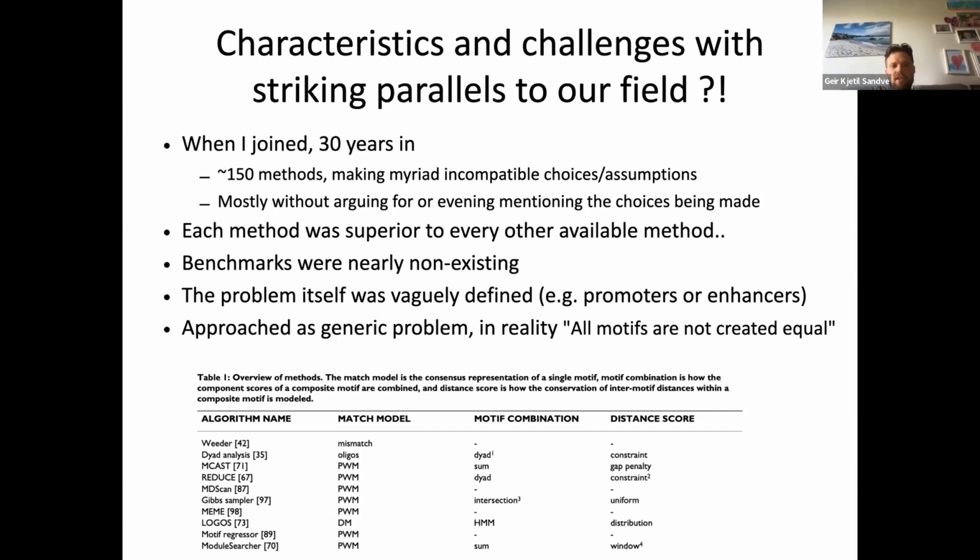So of course it's a longer lasting field. We have more methods, but I seem to see some patterns also in our fields where we have a lot of methods. It's a lot of different choices of assumptions being made. It's not always so clear as a reader to see what is done. There is still this tendency that every method appears to be better than everything else and has to be in order to be published. We don't have good benchmarks and so on. So I'll come back to some of these.